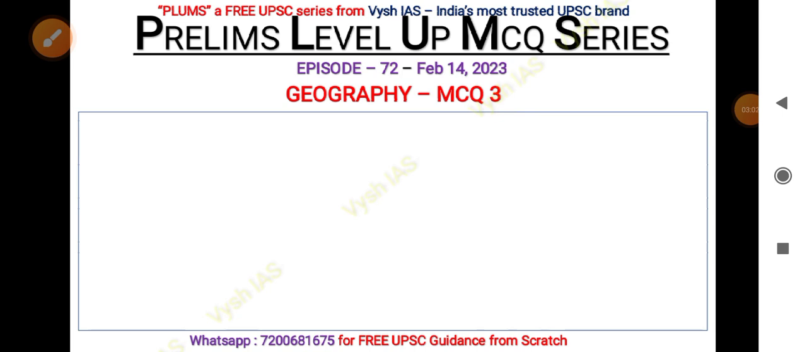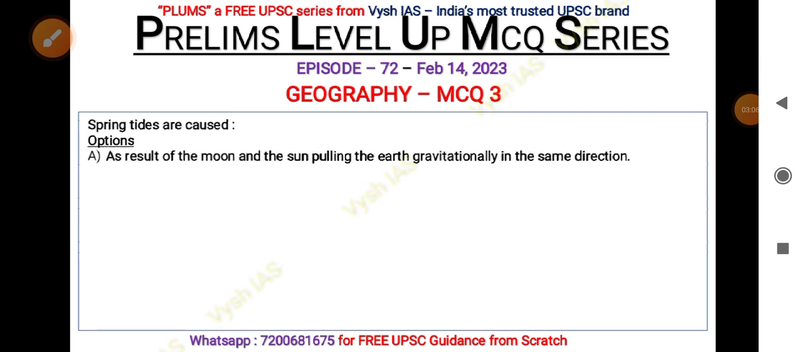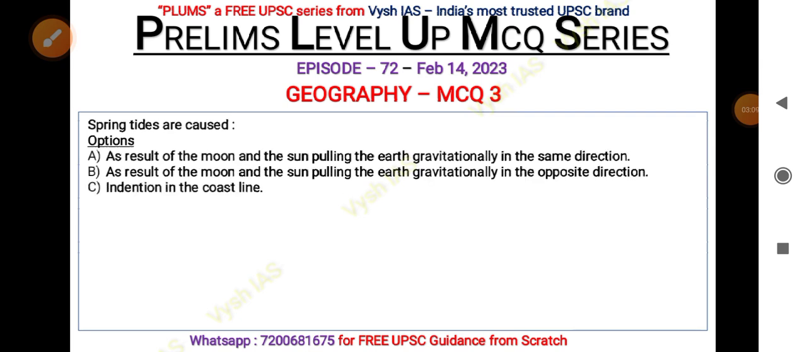Now the third MCQ: spring tides are caused due to? Your options: A, as a result of the moon and sun pulling the earth gravitationally in the same direction. B, as a result of the moon and sun pulling the earth gravitationally in the opposite direction. Option C, indentation in the coastline. Option D, none of the above. Pause the video, guys. Very important question. So let us see the answer now.